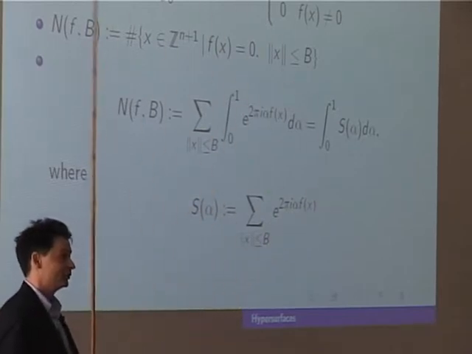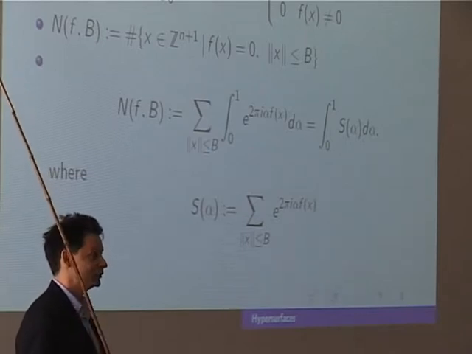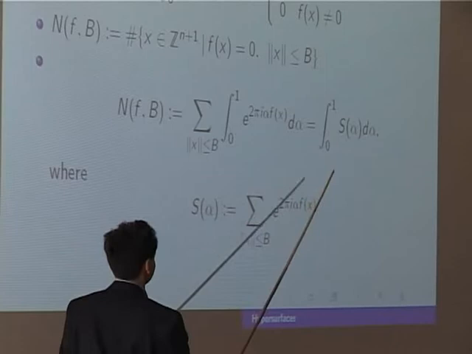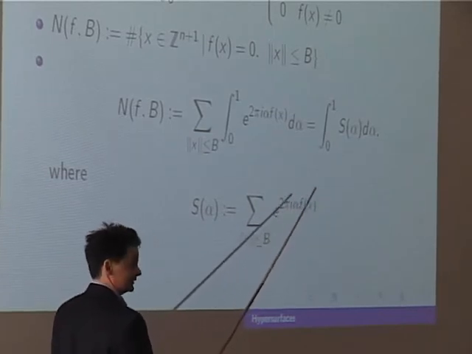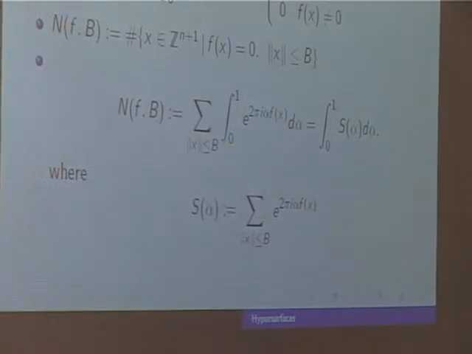And so this is the fundamental battle that's happening in the circle method. You're integrating a function from 0 to 1, and you know that the function is large when alpha is equal or close to rational numbers with small denominators.